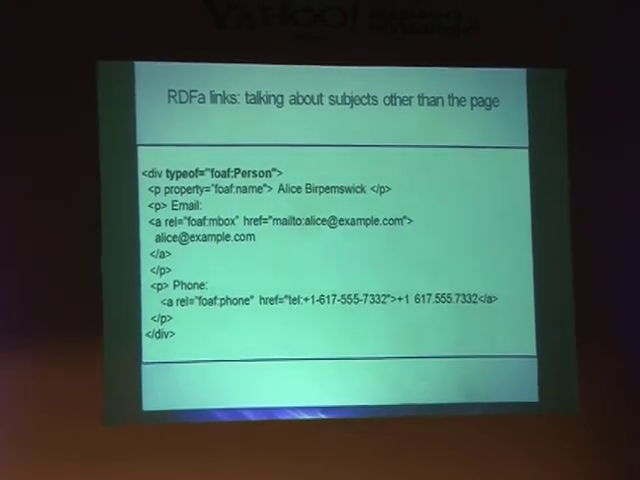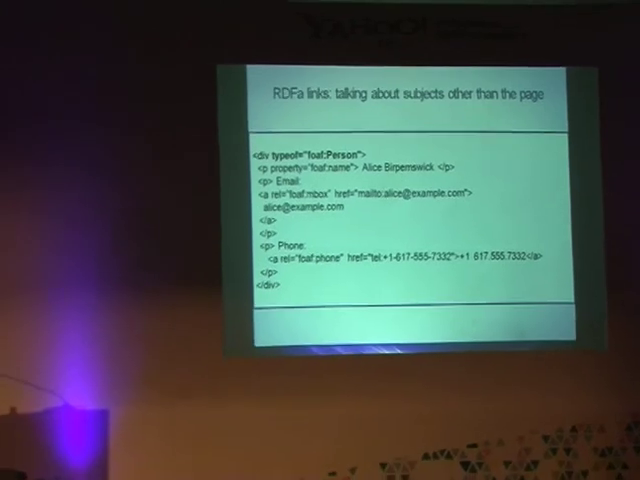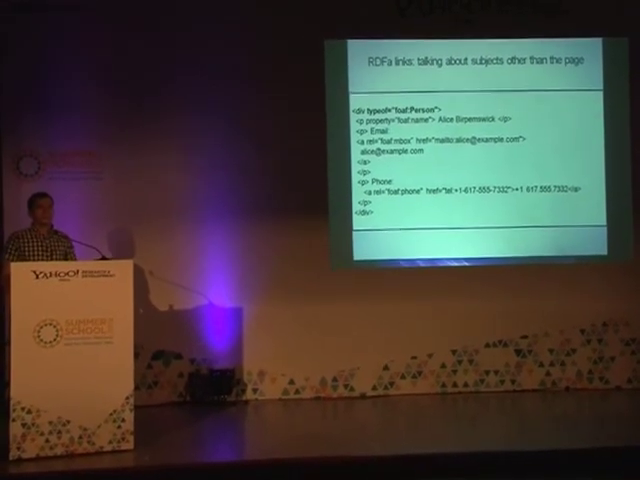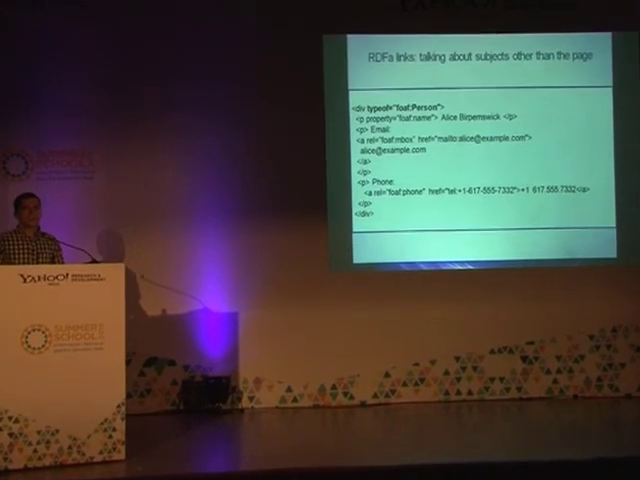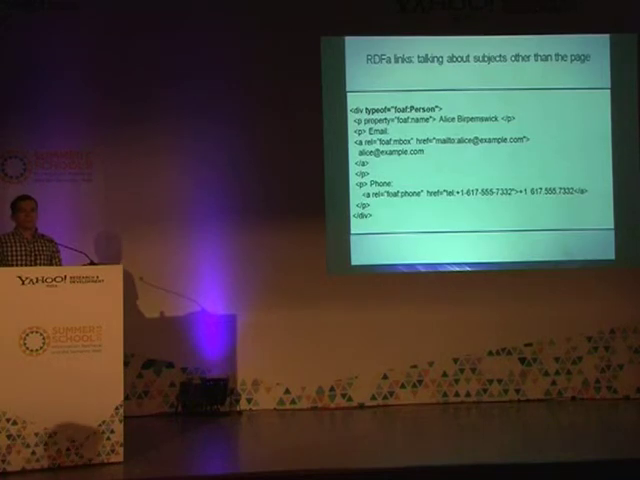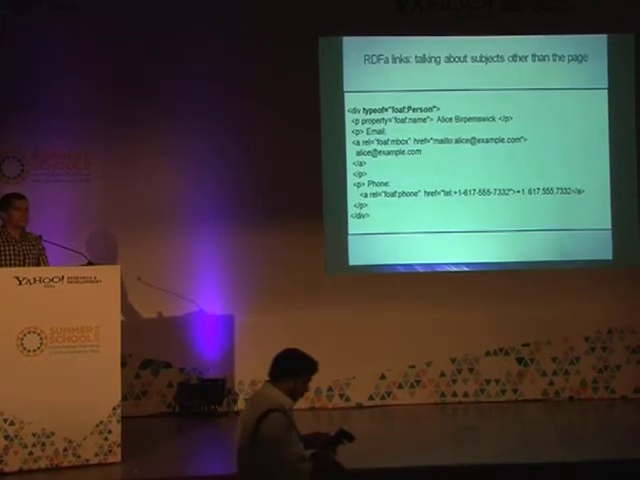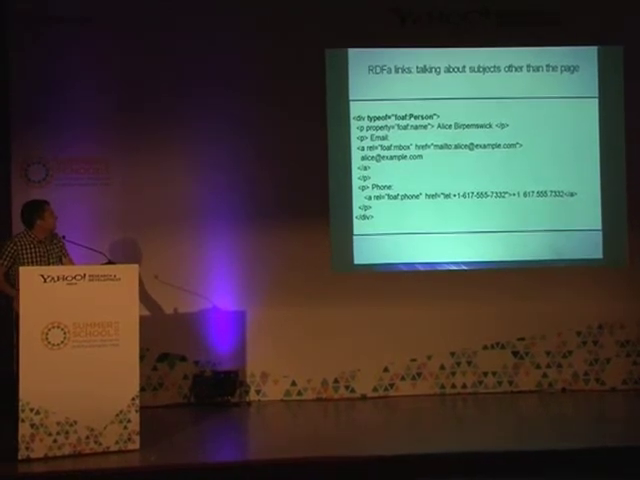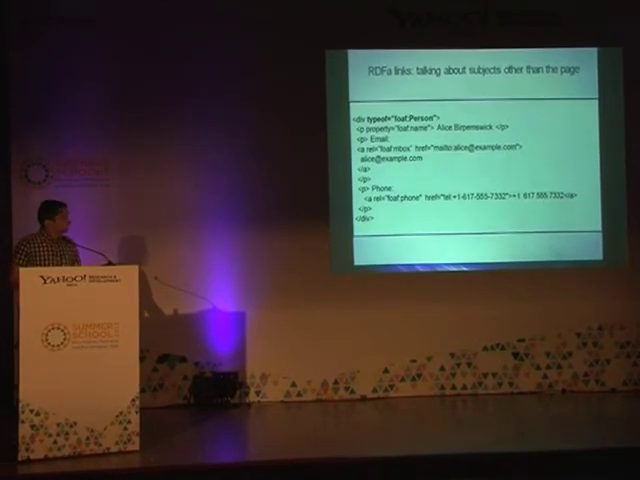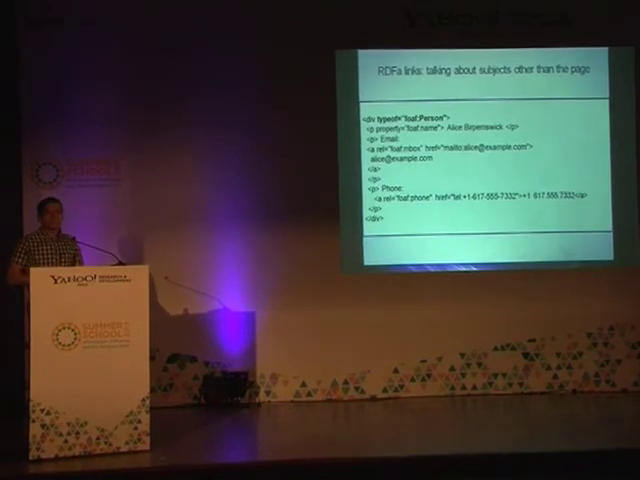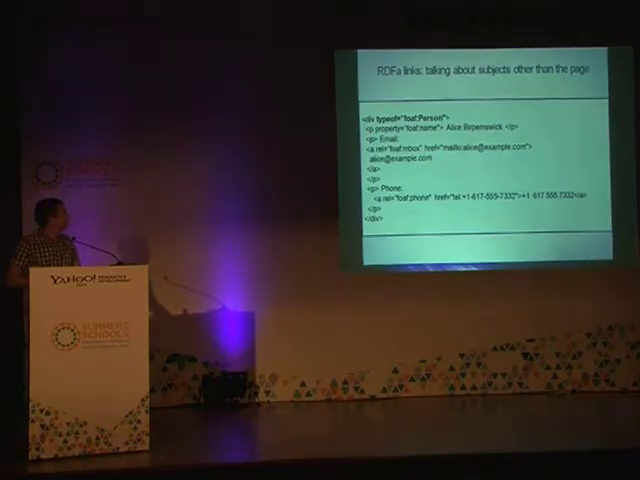And then here's a more complex example, right? So if you define an object, minimally, you probably want to give it an identifier using about. You want to give it a type using typeof, and then you describe the attributes and relationships of that object inside the HTML using rel and using property. Rel is an existing HTML attribute. Property is something that RDFA adds to the HTML language.